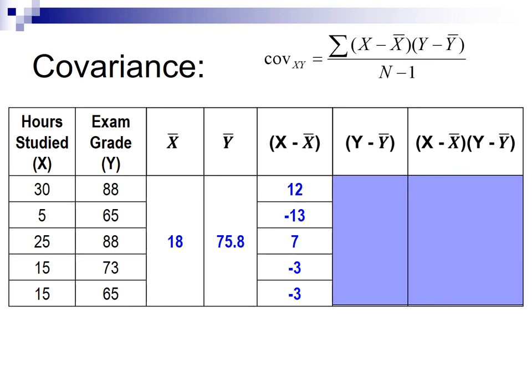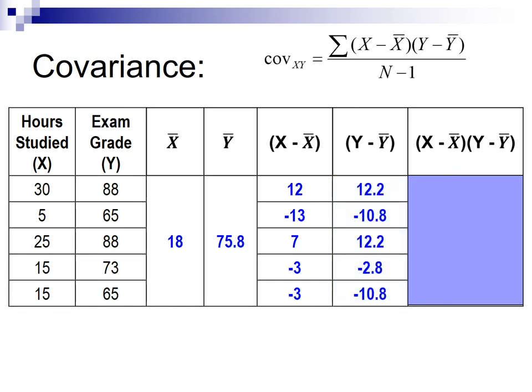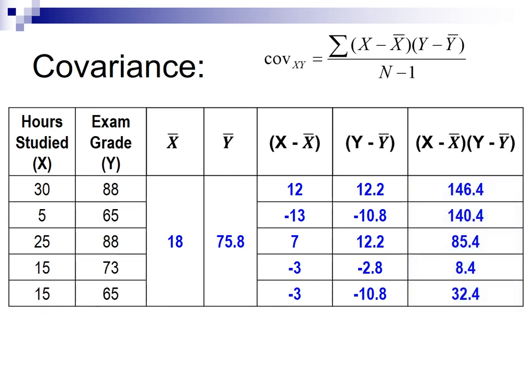Then for y, we do the same. We subtract y bar from each individual y. So we have 88 minus 75.8, we have 12.2. 65 minus 75.8, we have negative 10.8. Then we have 12.2, negative 2.8, and negative 10.8. Then we multiply x minus x bar by y minus y bar, that is the last column.